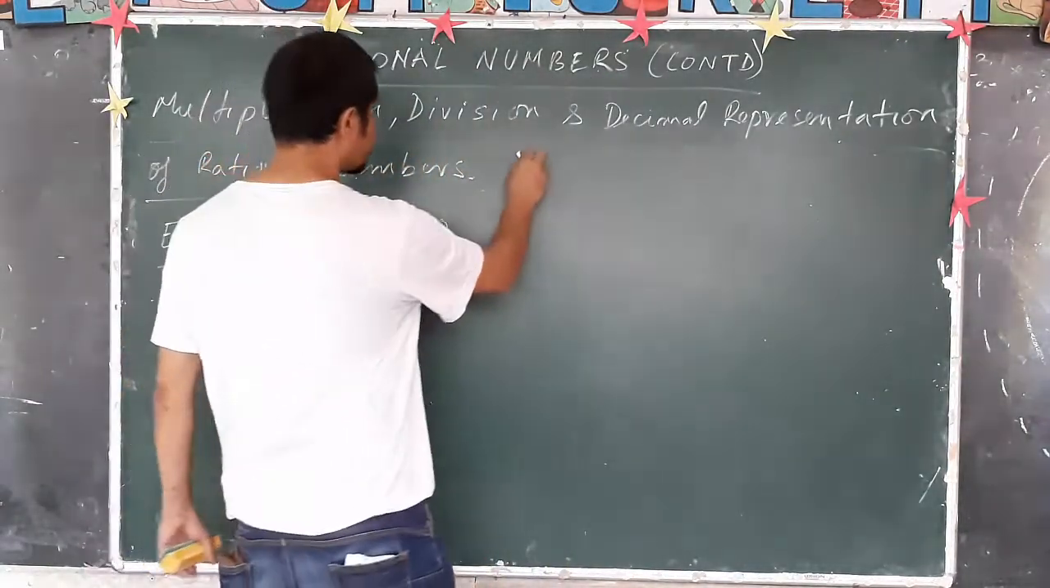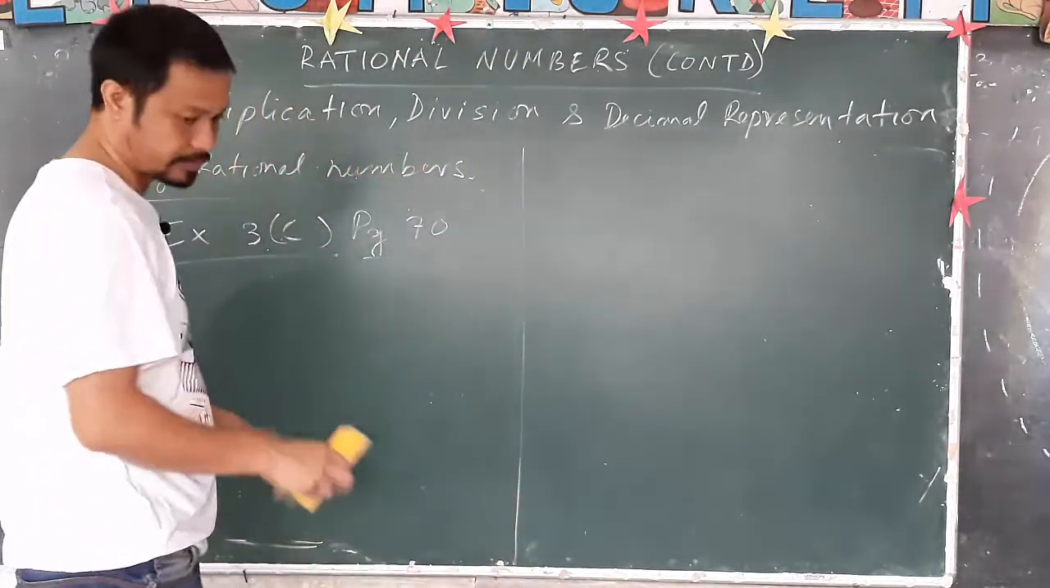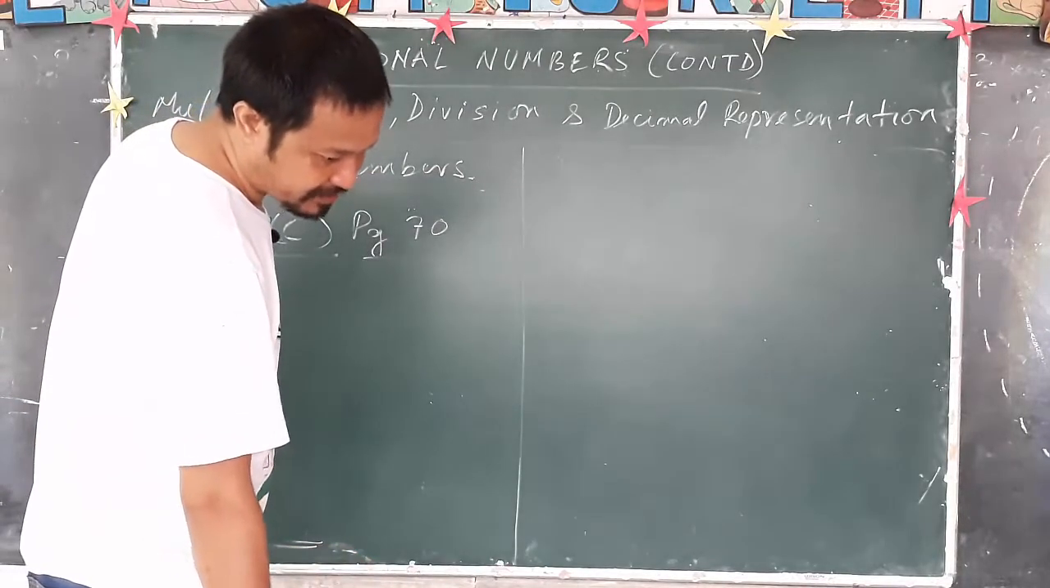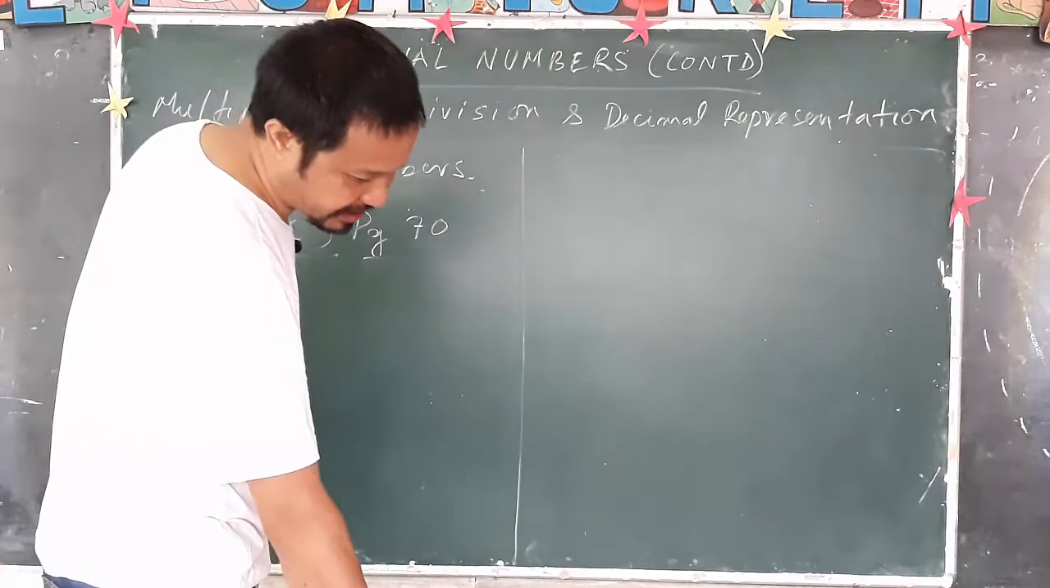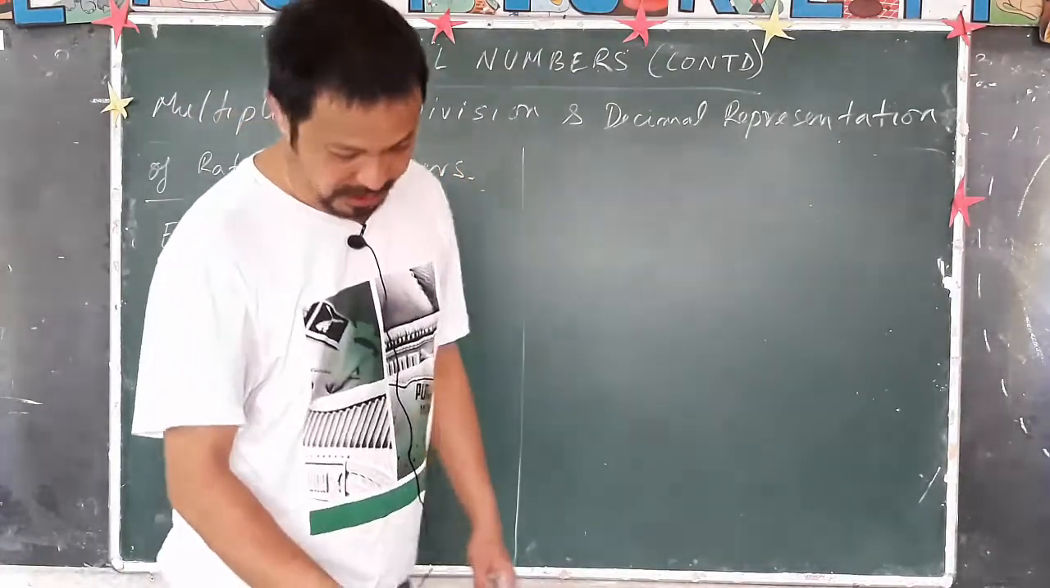I think I need to divide this board into 2 parts so that I can fit in more. Now, exercise 3C, number 3. Simplify and express the result as a rational number in standard form. So you know what standard form is.